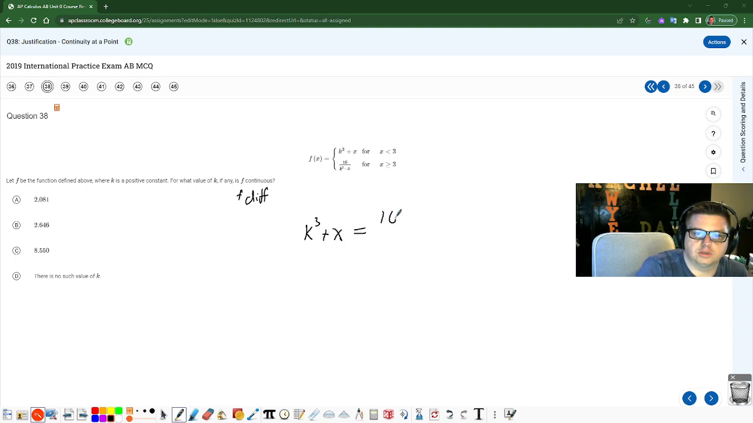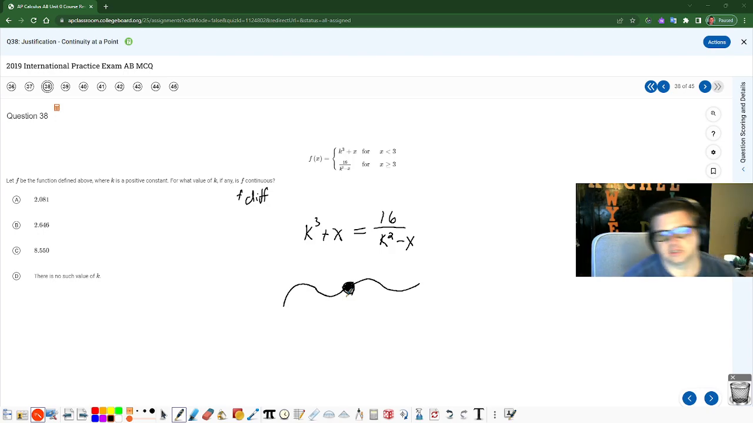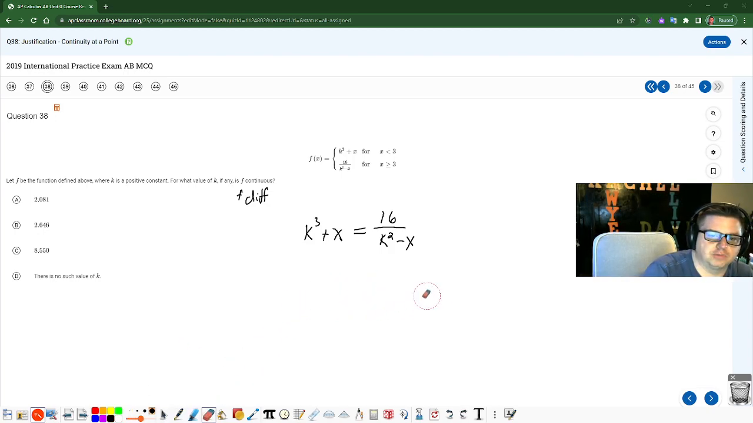equal to this one. Because if they're equal to each other, then wherever this graph finishes, this graph can pick it back up and continue to go. And that's where the continuity comes into play. So don't ever worry about what they look like. All you're focused on is trying to solve this whole problem for k.